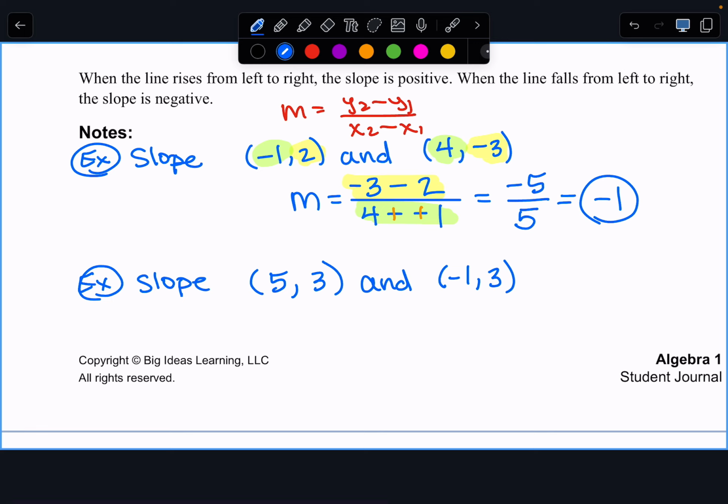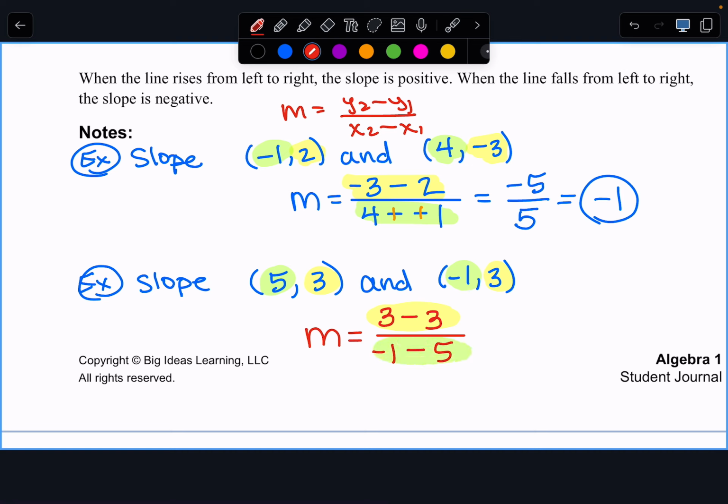We're going to do one more problem. Okay. So please write this one down. We have the coordinates 5, -3 and -1, 3. In my numerator, I'm going to take second y minus first y. In my denominator, I'm going to take second x minus first x.